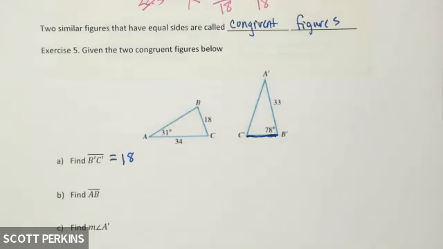So just real quick, I'm going to give you 35 seconds. Do the B part and the C part. Figure out what those values are going to be, please.